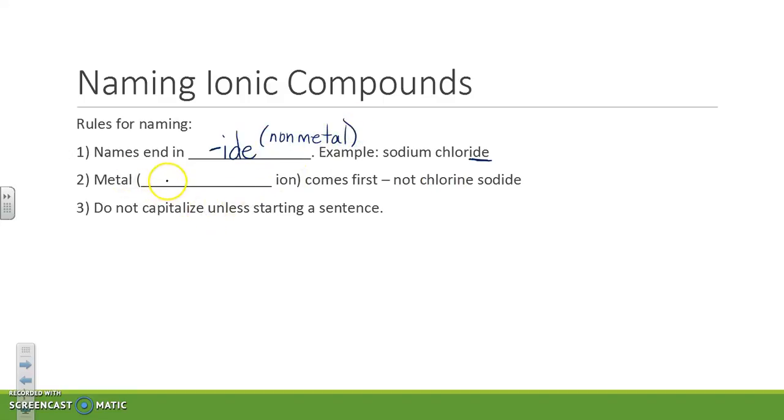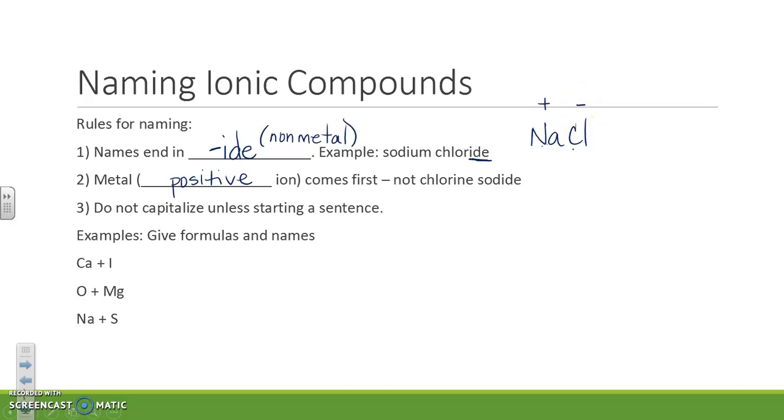All right, the metal, or the positive ion, always comes first. So if we had NaCl, we wouldn't write it as chlorine sodide. No. The nonmetal is the one that changes the end, and we always name it second. So the positive comes first, the negative comes second, so it would be sodium chloride. And we never capitalize it unless we're starting a sentence with the name.